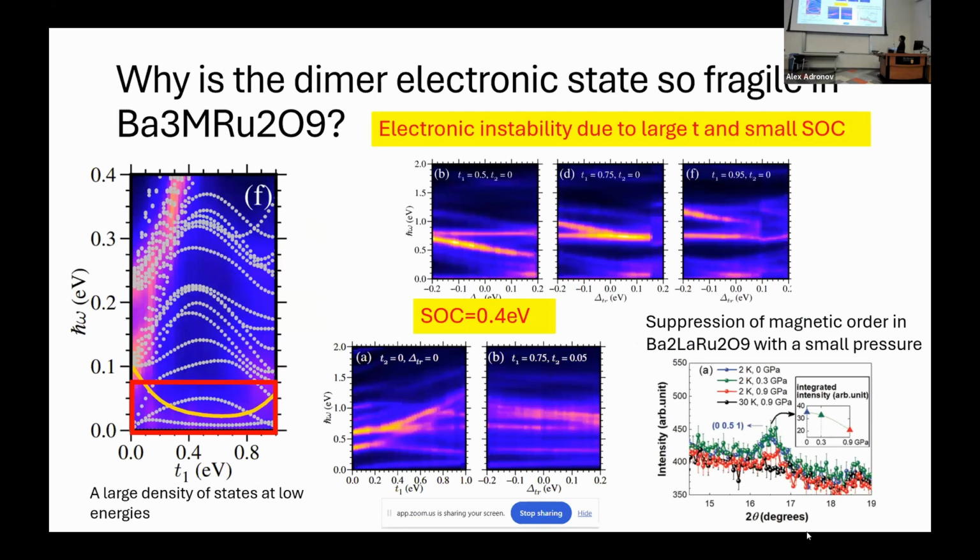This is the energy level diagram on top of the RIXS spectrum as a function of T1. So this is just varying T1 without trigonal distortion or anything. You can see that at low T1 limit, so localized limit, the first excited state occurs at 0.1 eV. So it's kind of big. Once you turn on this T1, you basically start to have a lot of density of states at low energy. So all these states can potentially cross the ground state to give rise to this transition. So basically, energetically, the fragility of this electronic state here comes from the large density of states.